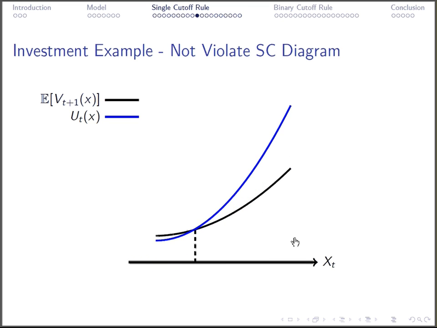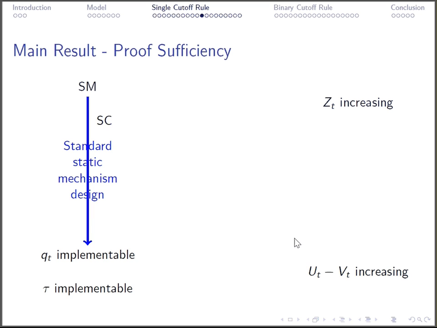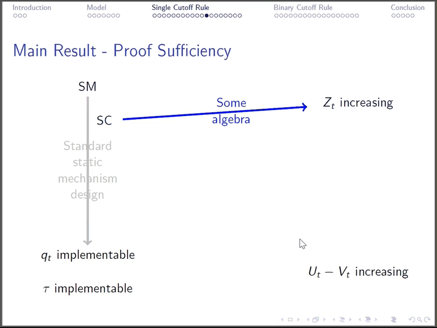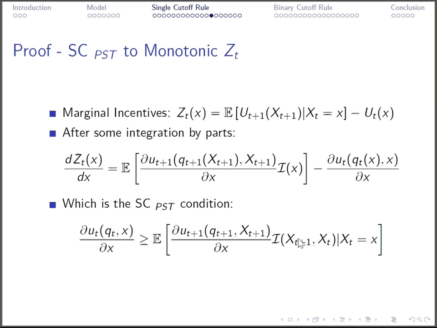So now moving on to the proofs. The first step is very easy. It's just the standard static mechanism design problem where the Spence-Mirrlees condition implies Q being implementable. And the second part requires some algebra. So the single crossing implies Z being increasing. I'll show you the algebra here.